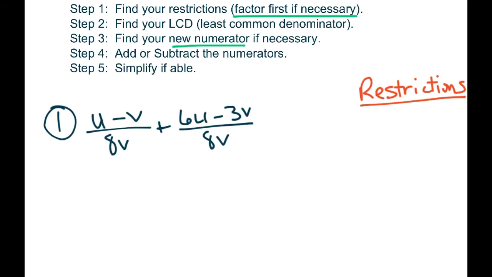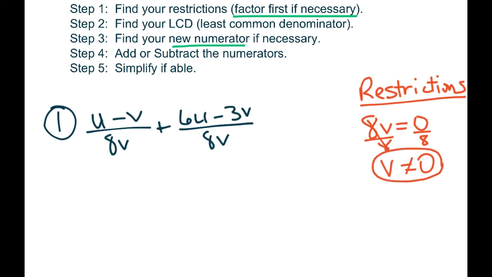Step 1, we want to find our restrictions. Both of the denominators are 8v, so I'm going to come over here. 8v equals 0, and I'm going to solve for v. Divide by 8, divide by 8. V equals 0 divided by 8, which is 0, so V cannot equal 0. Since the U is not in the denominator, we are not going to have a restriction on U, because remember, the restrictions are about not allowing the denominator to be 0. Alright, so we've got our restriction.